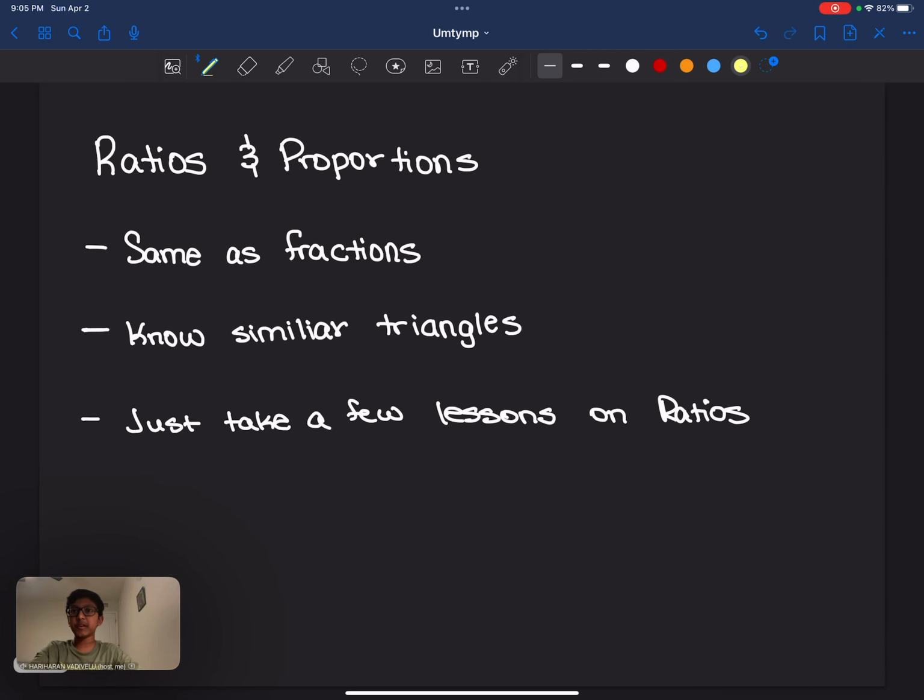Alright, so final topic, ratios and proportions. Same as fractions, obviously. And you want to know similar triangles. That's the big topic regarding ratios and proportions, and just take a few lessons on ratios. Watch a couple of YouTube videos, go to Khan Academy or something. Those really help me out.